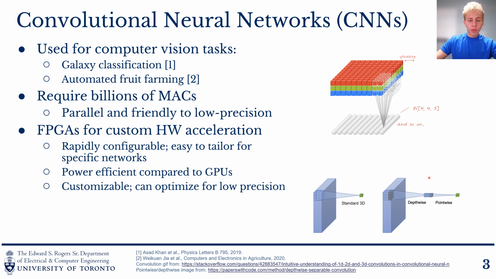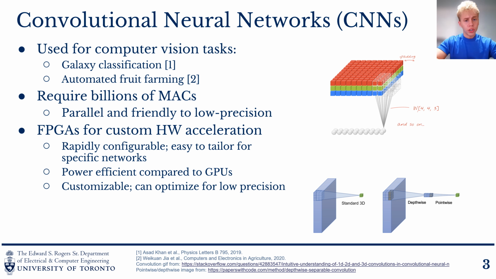One special type of convolution, which we'll discuss in this work, is the depthwise convolution. So for the depthwise convolution, we essentially don't accumulate across the depth of the filter, and instead the number of input channels is always equal to the number of output channels.